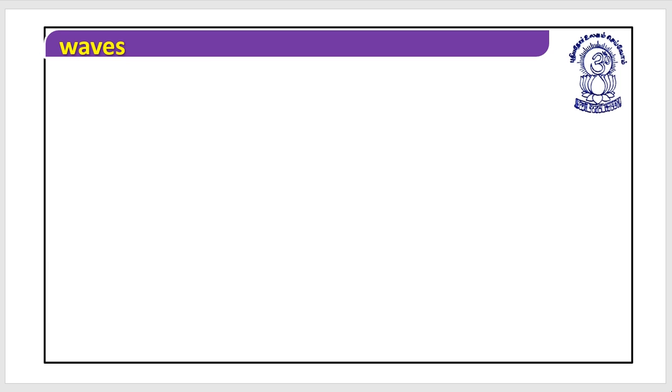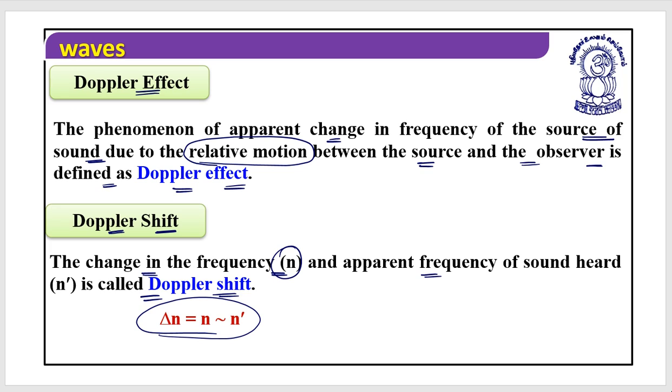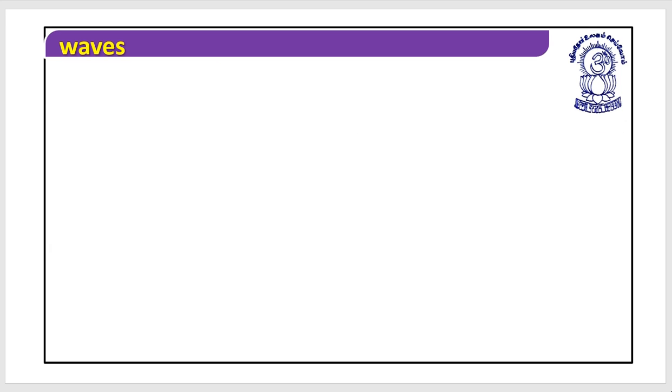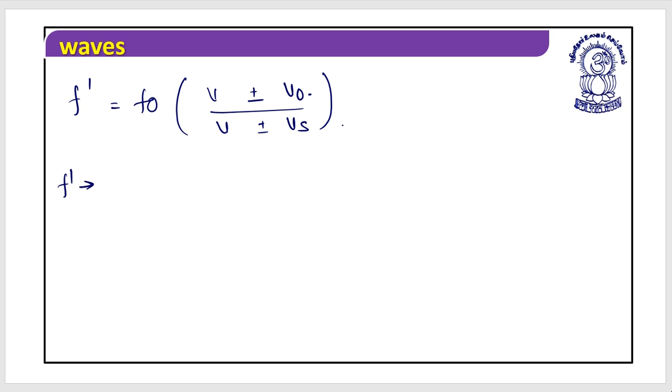Now, what is the formula? We are not going into the derivation. I hope you have gone through the formula and its derivation in your school classes. So we directly go through the formula: f' = f0 × (v ± v0)/(v ± vs). The f' is the apparent frequency.